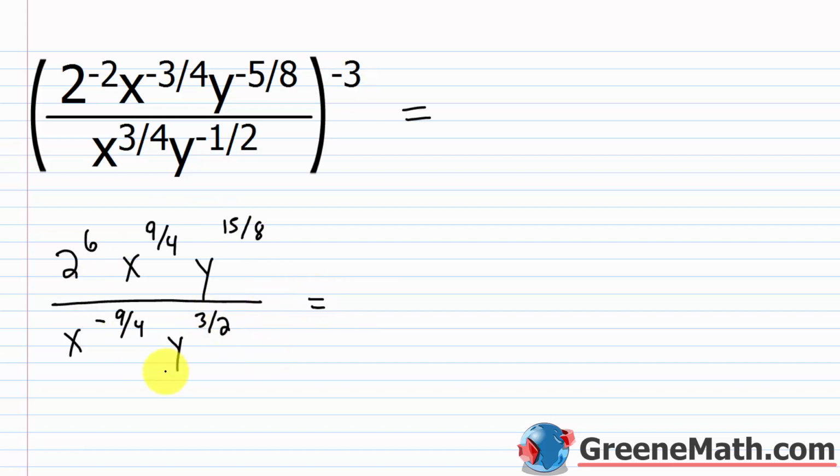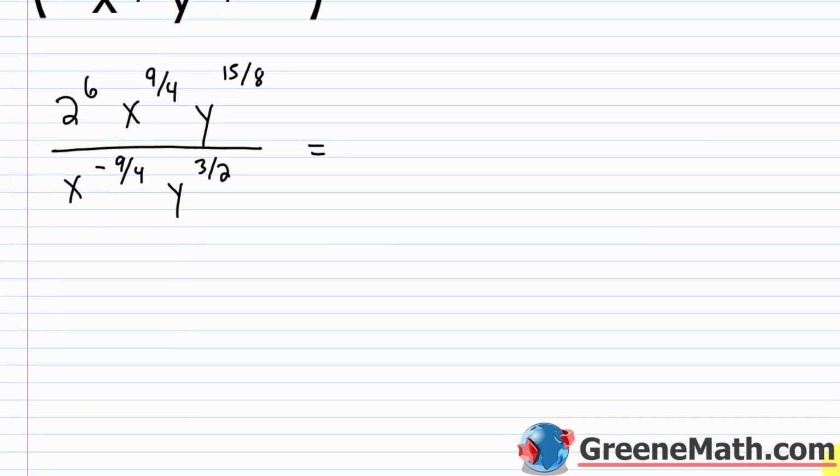So now that we've done that, let's go through and use the quotient rule for exponents, which we talked about in the last lesson, and see what we can simplify. So we know that 2 to the 6th power is going to be 64, right? 2 times 2 is 4, 4 times 2 is 8, 8 times 2 is 16, 16 times 2 is 32, and then 32 times 2 is 64. You can leave that as 2 to the 6th power or just put 64.